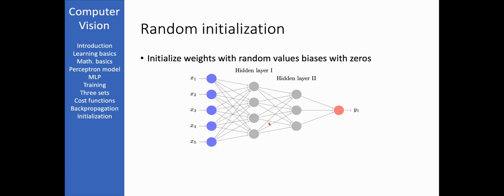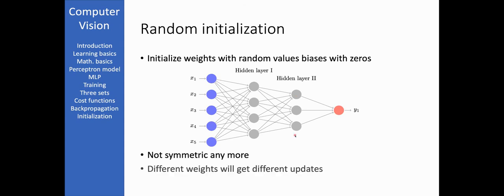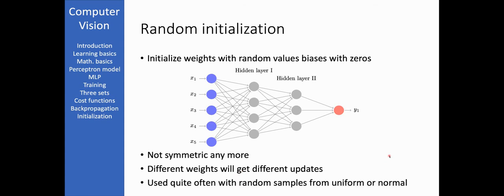Okay, so instead of initialization with 0, what is done right now is you initialize the weights simply with random values. So random values for the weights and 0 for the biases. And once you put in the random values, then you're not symmetric anymore, because every time the input flies through the network, you will basically get a very different output in the hidden layers. So that means that different weights will get different updates, and what's often used is random samples from either a uniform or normal distribution.